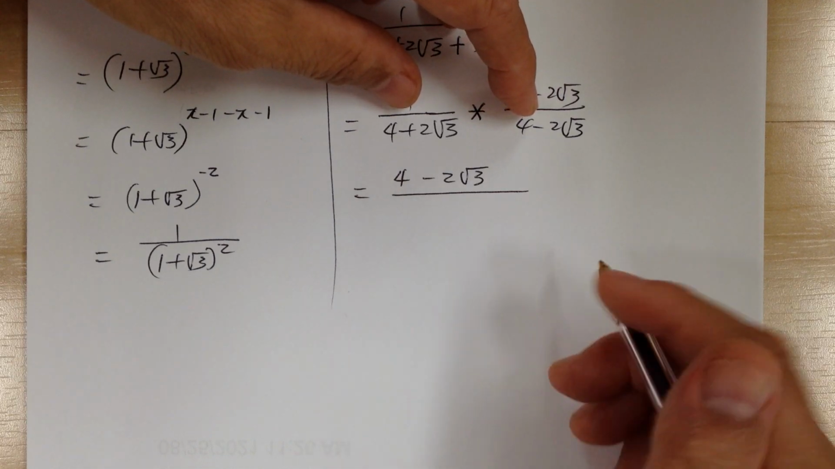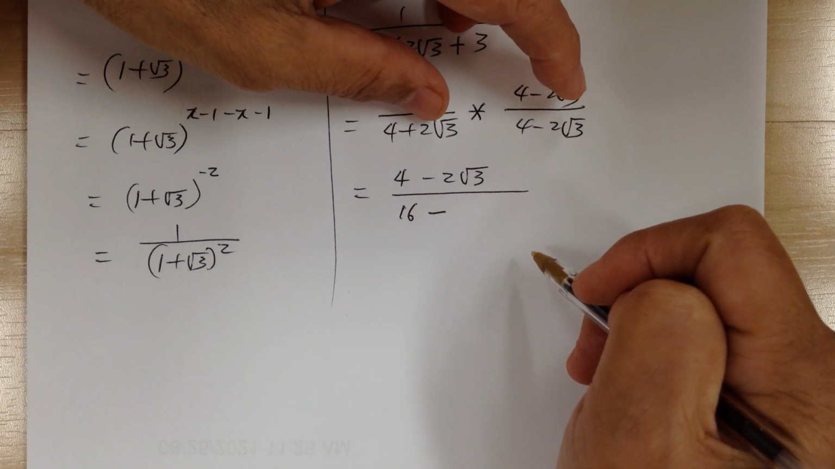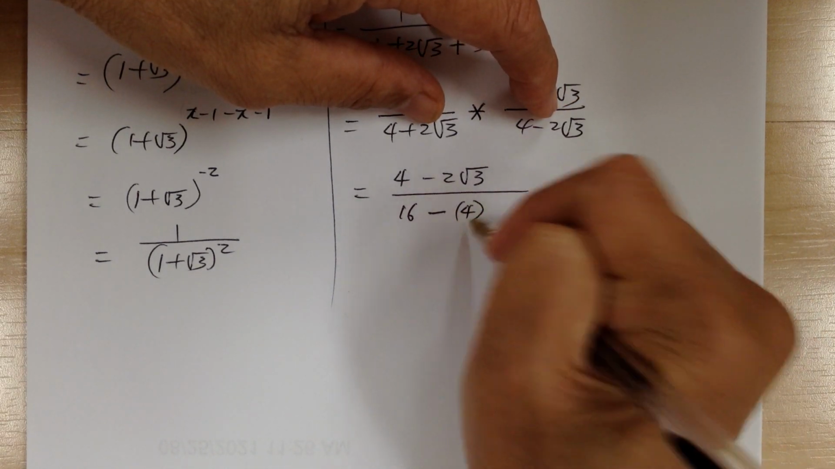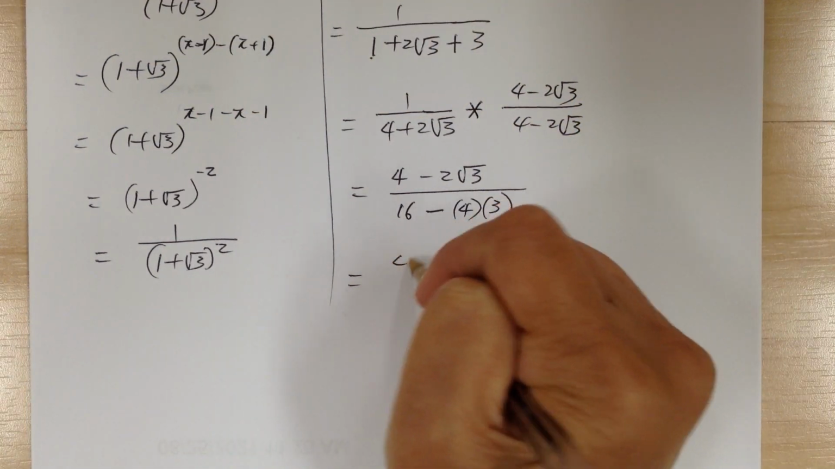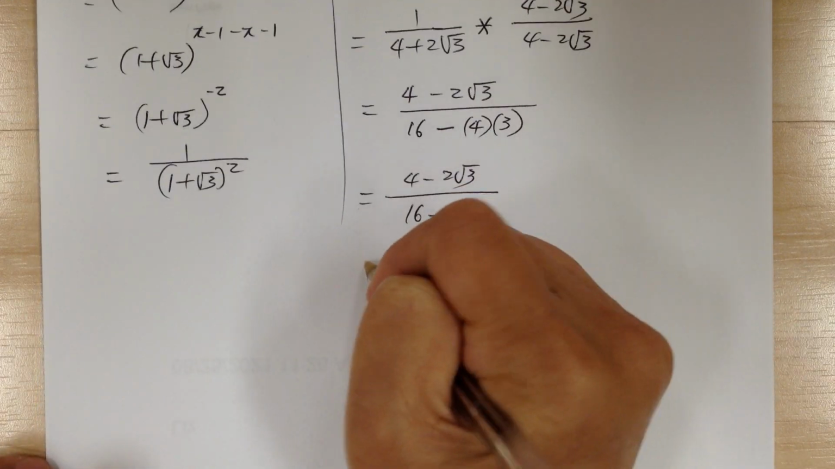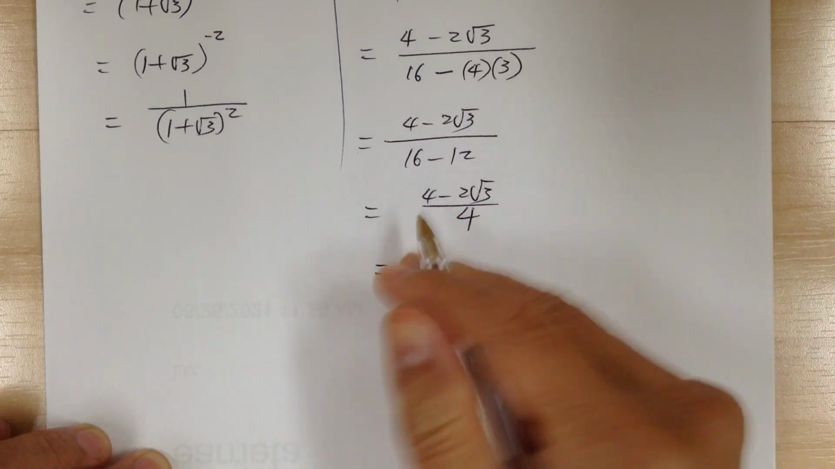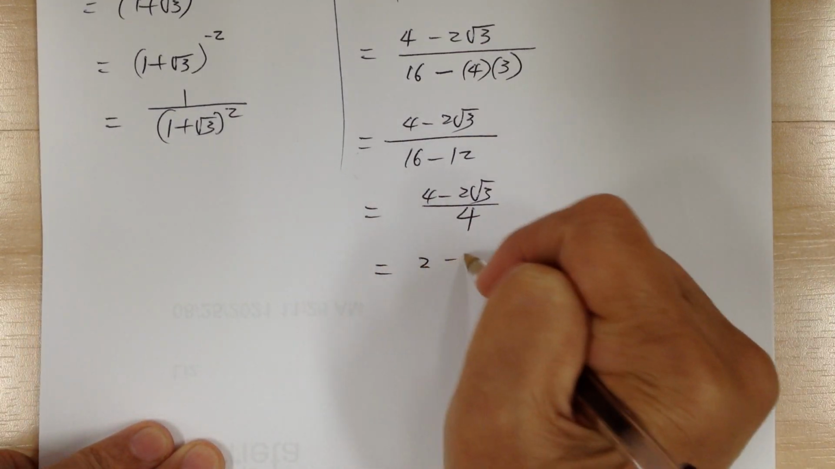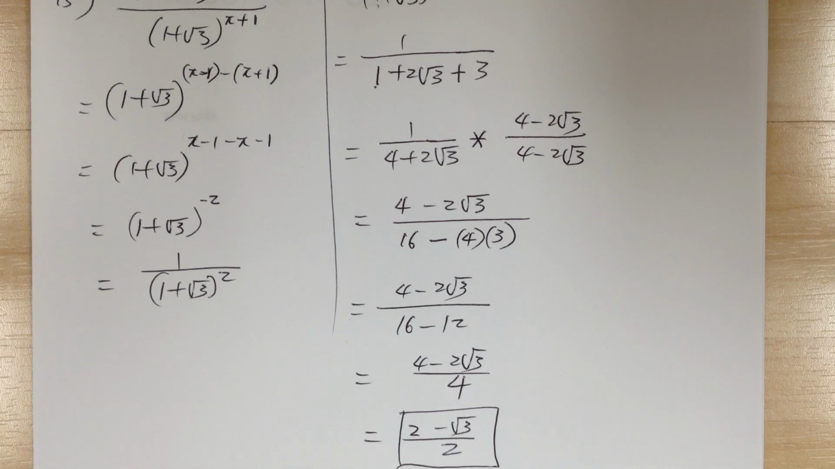When you multiply the conjugate, 4 times 4 is 16. Plus times minus is minus. 2 times 2 is 4, and square root of 3 times square root of 3 is 3. So this becomes 4 minus 2 square root of 3 over 16 minus 12. So you get 4 minus 2 square root of 3 over 4, and you can divide them by 2. You're going to get 2 minus square root of 3 over 2. So this is just a review on simplifying your square roots. Okay, let's go to the next one.